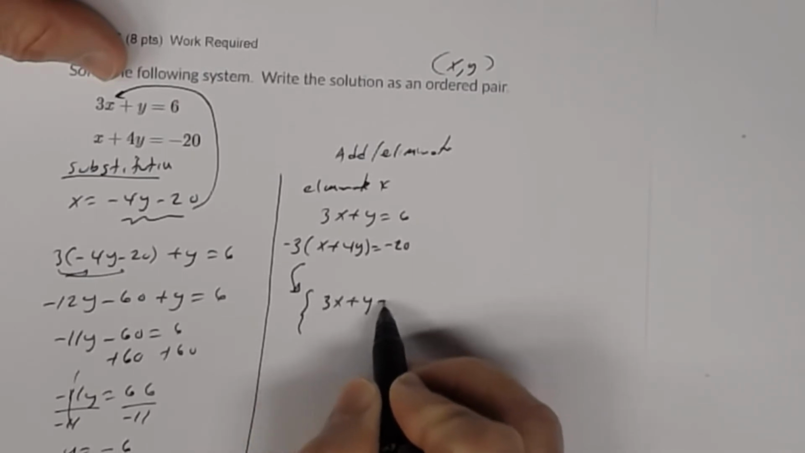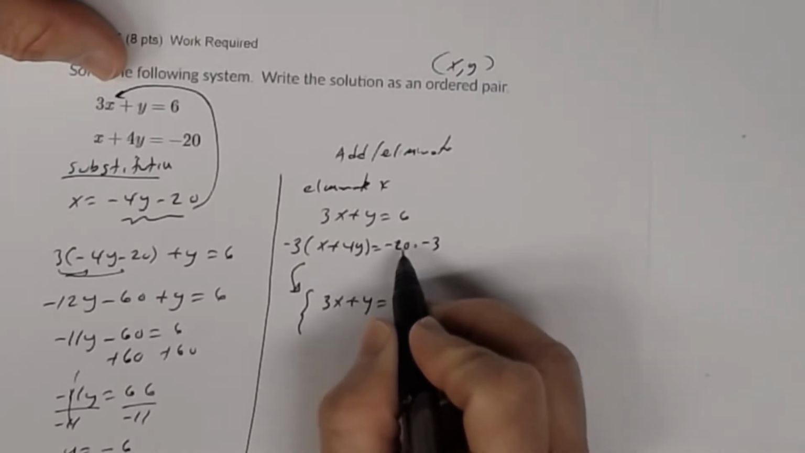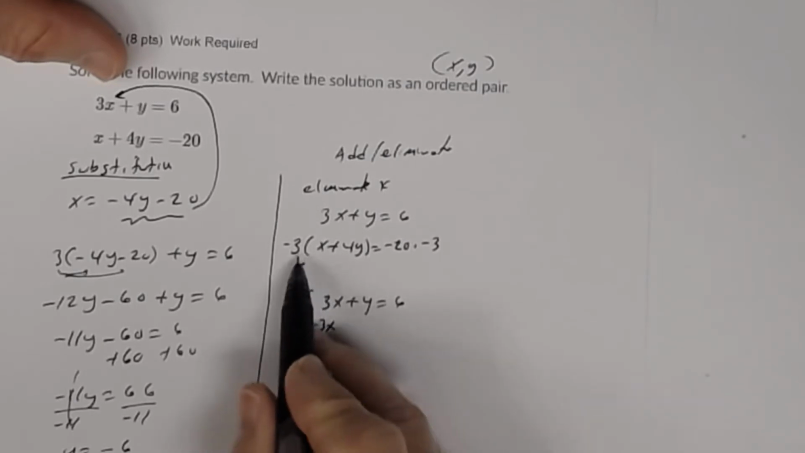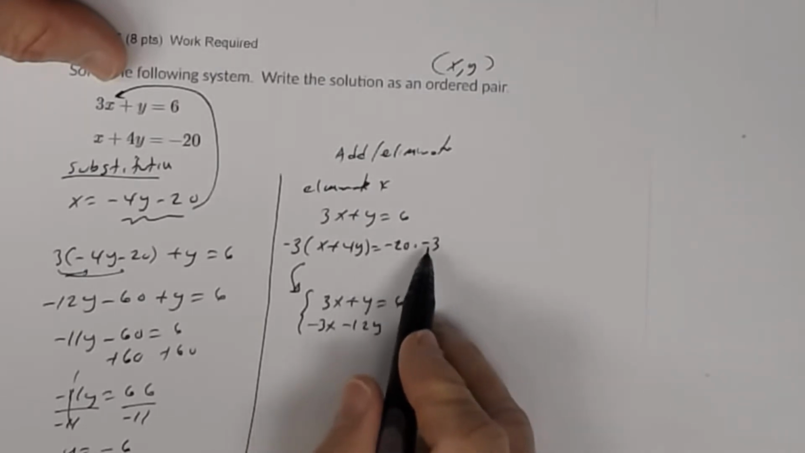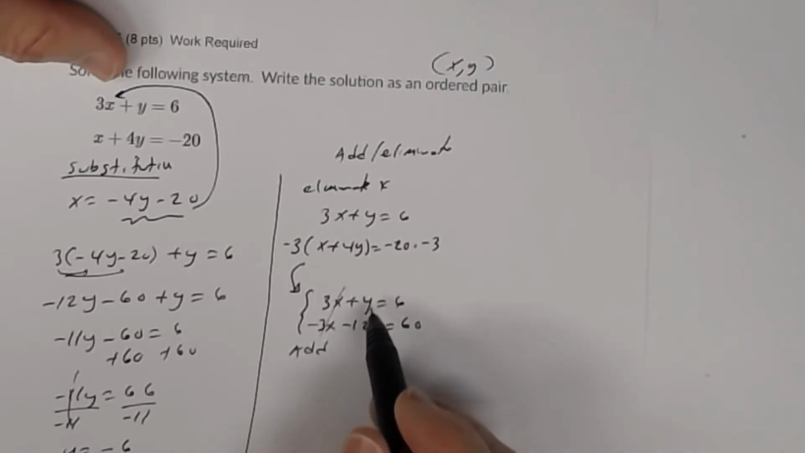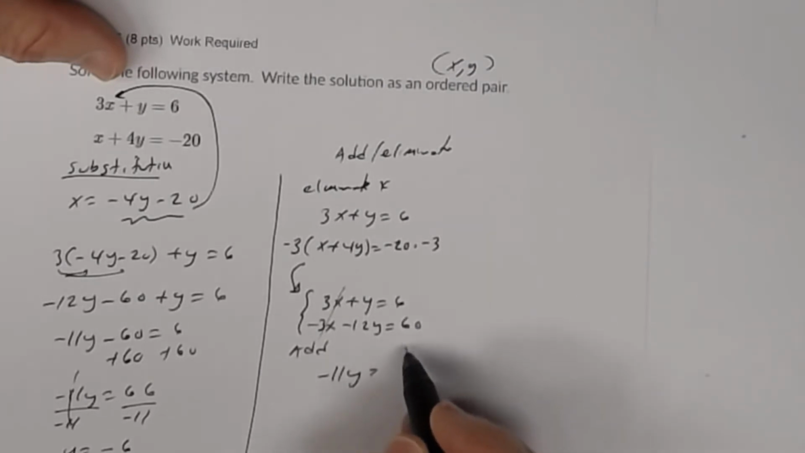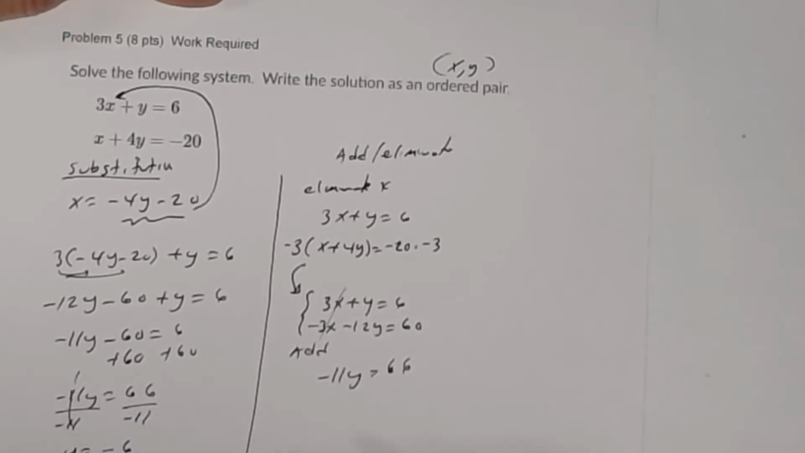So that's going to become 3x plus y equals 6. And then when I distribute, remember, you've got to multiply both sides, so don't forget to multiply this side as well. When I distribute, I get negative 3x. A negative 3 times positive 4y is a negative 12y. A negative 20 times a negative 3 is a positive 60. Now we're going to add. Now remember, when I add, these are eliminated. Remember, that was the idea, eliminate the x's. So y plus a negative 12y is negative 11y equals, and then 6 plus 60 is 66. Notice I get the same equation that I got here, right?